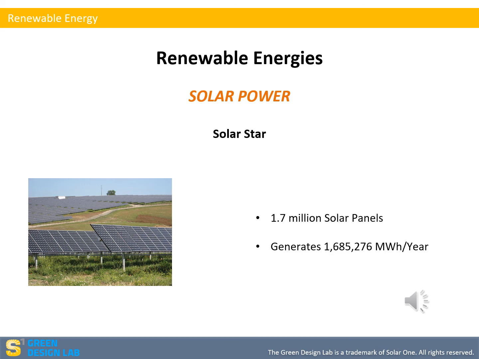The United States' largest solar farm is SolarStar, located in California. It was first built in 2015 and includes 1.7 million solar panels spread over 3,200 acres of land. It generates 1,685,276 megawatt hours of electricity per year.